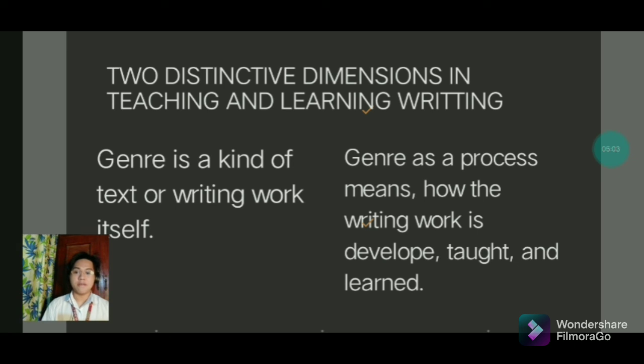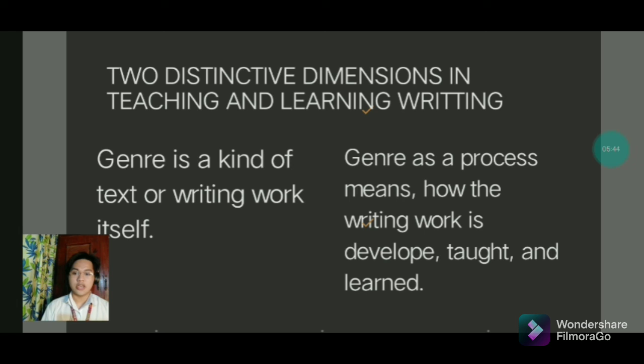There are two distinctive dimensions in teaching and learning writing. First is that genre is a kind of text or writing work itself. This means that written language must be related to the social function of the text. This is because social function implies a certain social environment and place where the text is used, but may vary because of the different context and situation. And lastly, genre as a process means how the writing work is developed, taught, and learned. In here, there is a certain process of production and reproduction of the writing work.